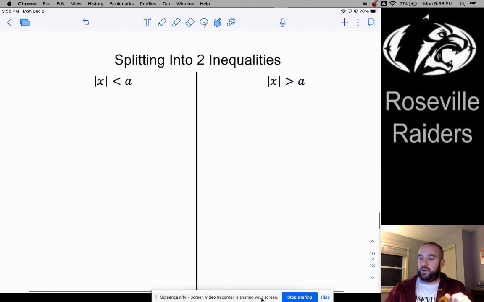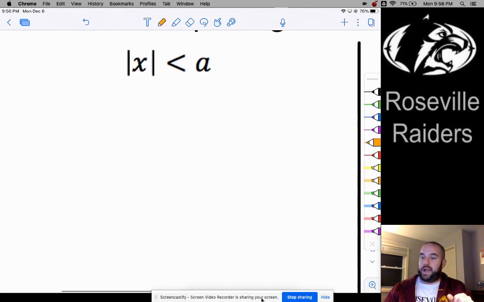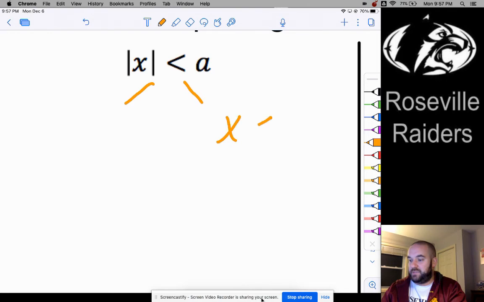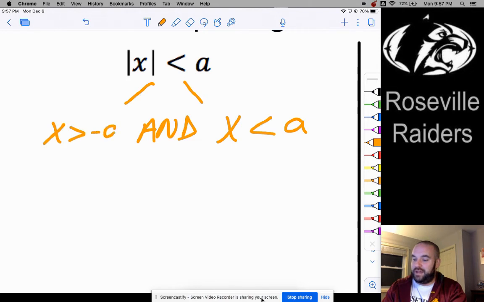But if we just write this out in general, if you have the absolute value of x is less than a, just some random number a, you will split this up into x has to be less than a and x has to be greater than -a. Okay. So when we split this inequality, one's positive a, one's negative a, just like we did. But when you have the negative a, you have to flip the inequality as well. So the less than becomes greater than.